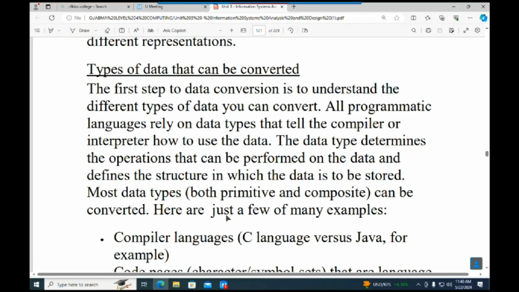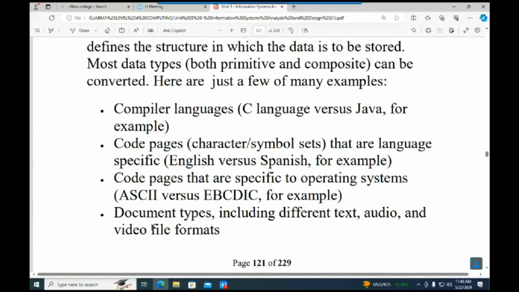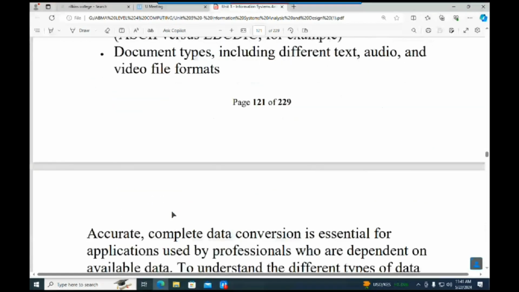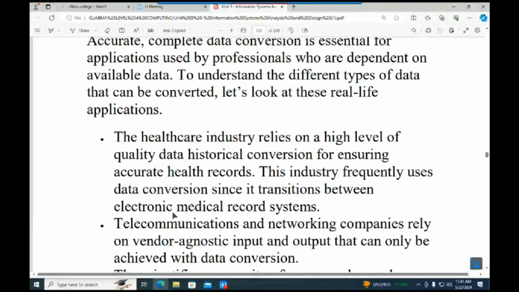So we have primitive data and we have composite data. We have those that can be converted and those that cannot be converted. For example, the compiler languages, we have the C language and Java, for example. You can convert. Then we have the code pages, which are specific to some operating systems, for example, ASCII and EBCDIC. Then we have some document types that include different text, audio, and video file formats.